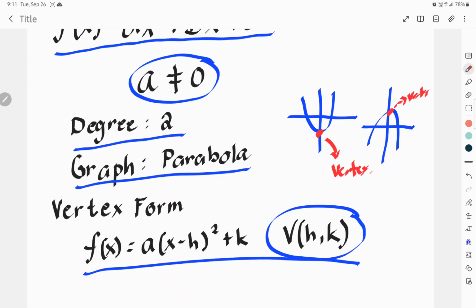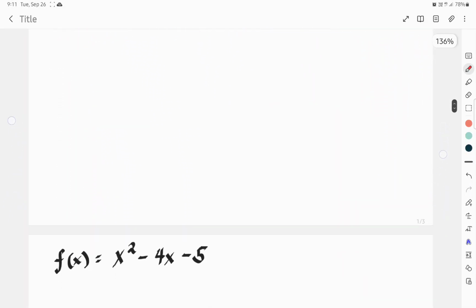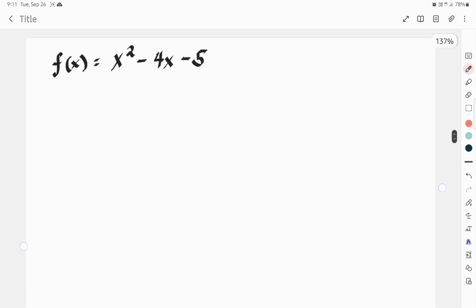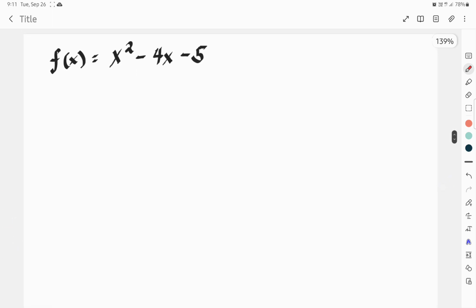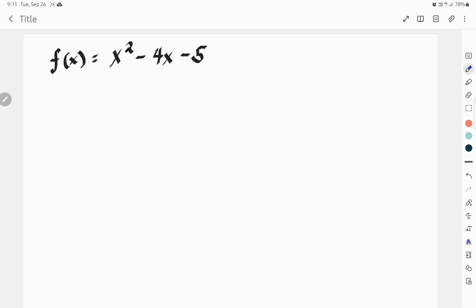At this point in this video, what we're going to do is transform a quadratic function to the vertex form. Let's have an example: f(x) = x² − 4x − 5. What you're going to do first is rewrite your function, grouping all the terms with a variable. So f(x) = x² − 4x, then − 5. This is the first step, the setup.